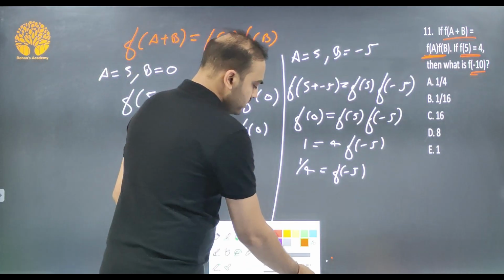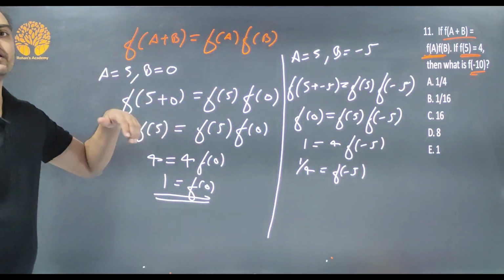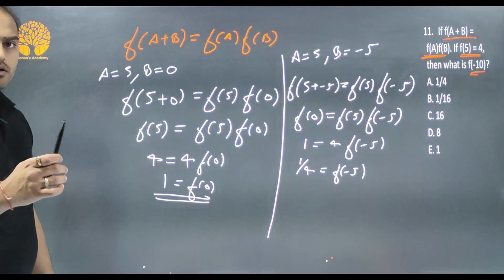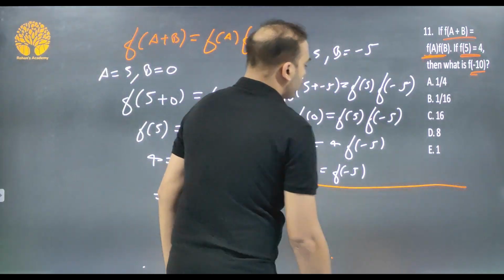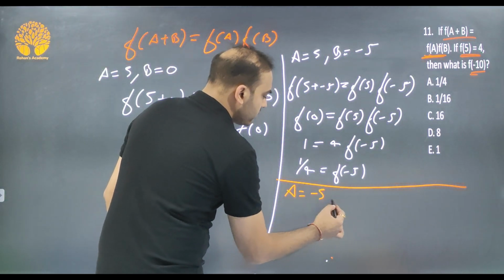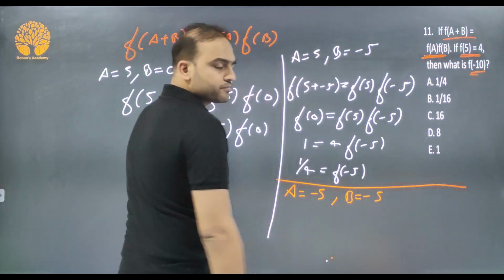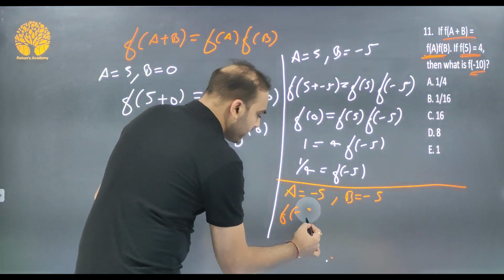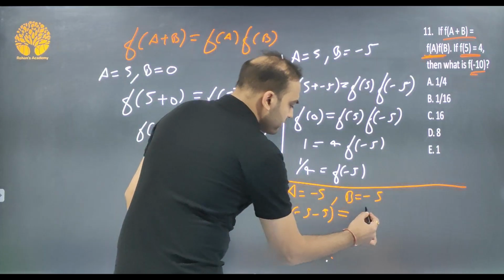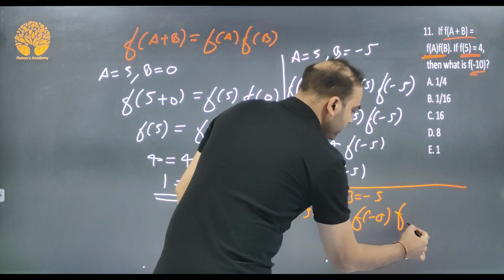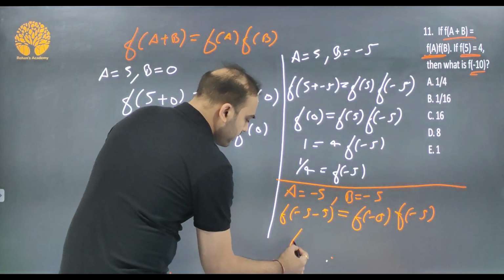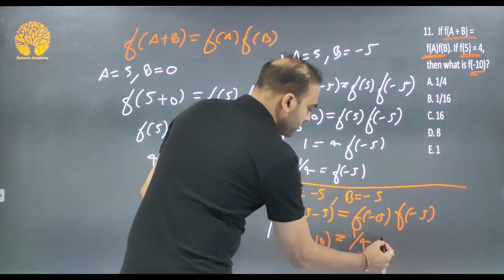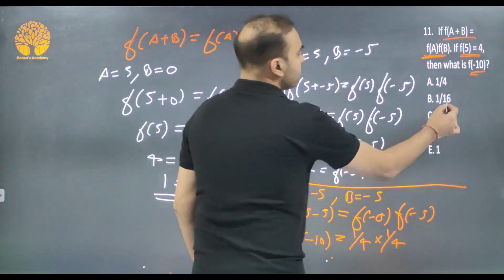So see, we found f of 0. Then we found f of minus 5. Now we find minus 10. How do we do that? A is minus 5, b is also minus 5. We get f of minus 5 plus minus 5 is f of minus 5 into f of minus 5. F of minus 10 is f of minus 5, which is 1 by 4, into 1 by 4, that is 1 by 16.